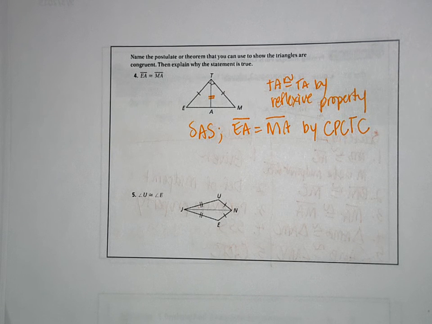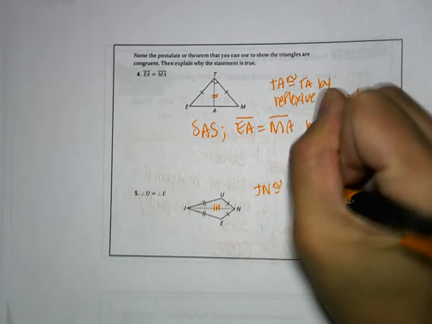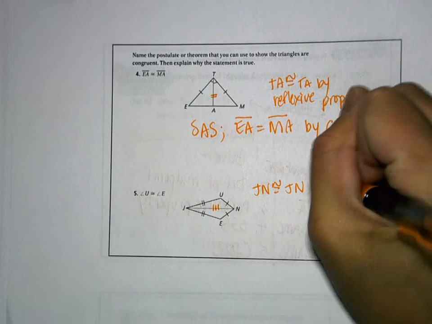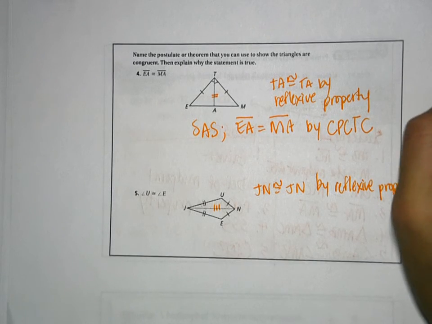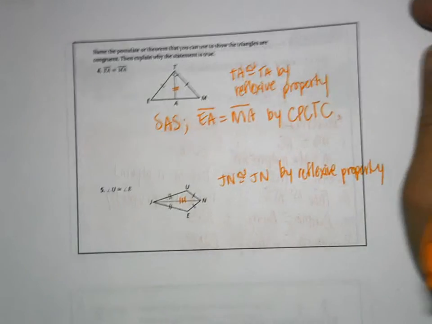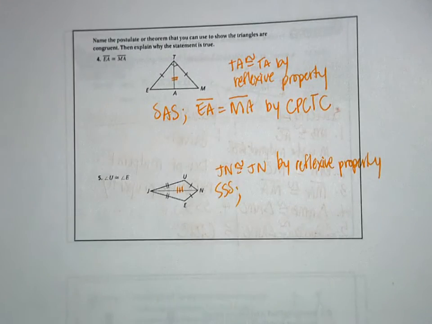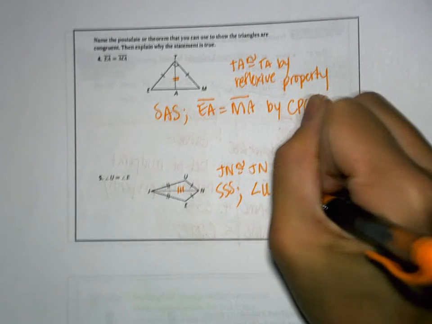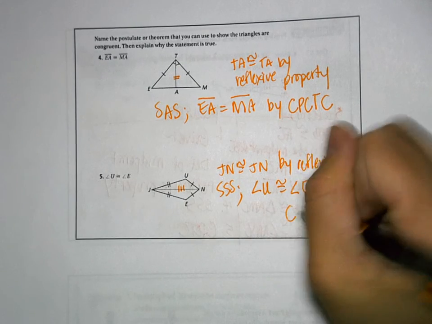Okay, what is missing on number 5? They need another side, right? They share a side, and we know that sharing a side means we're going to use reflexive property. Okay, so JN is congruent to JN by reflexive property. Okay, based on that information now, we know we would use what? Side, side, side. So that means that angle U is congruent to angle E by congruent parts of congruent triangles are congruent.